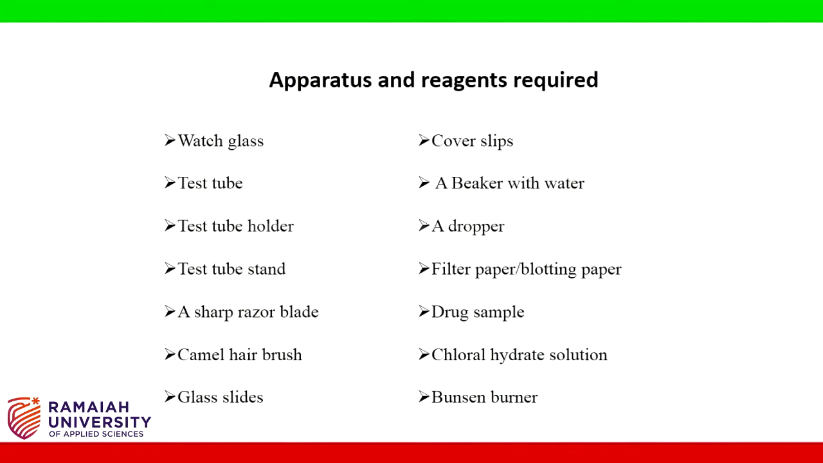Apparatus and reagents required: watch glass, test tube holder, test tube stand, a sharp razor blade, camel hairbrush, glass slides, cover slips, a beaker with water, a dropper, filter paper or blotting paper, drug sample, chloral hydrate solution, Bunsen burner.